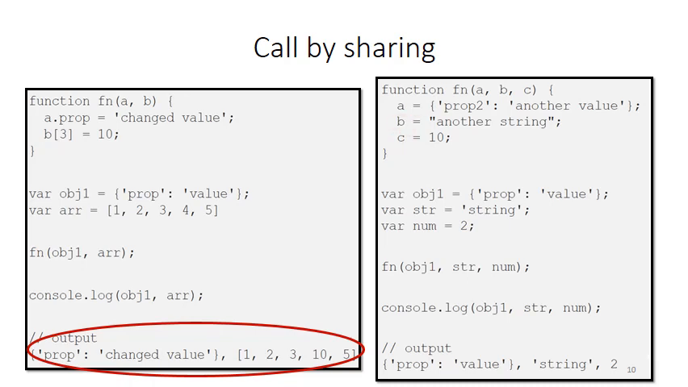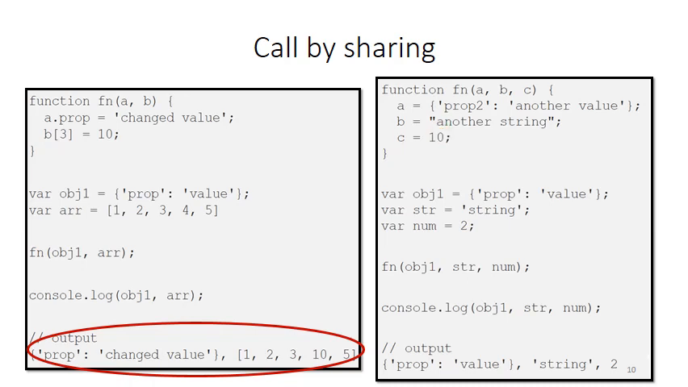Then we know that b and c: b is a string, c is a number, they are primitive data types. These two are not mutable, so whatever changes you make to them will not be reflected back in the caller scope. So b we are reassigning to another string, and c we are assigning to 10. So this will be a different variable in the callee scope. It will not be reflected back in the caller.